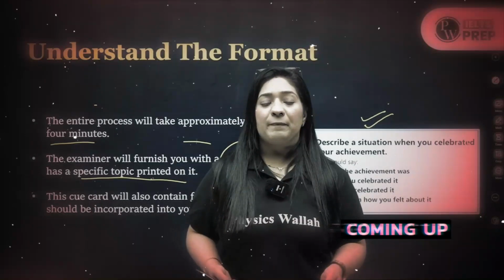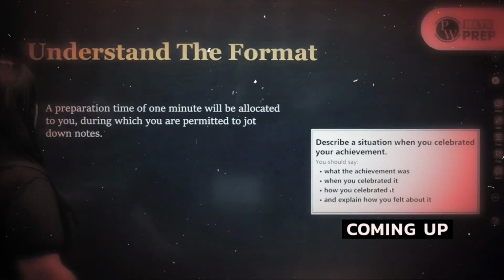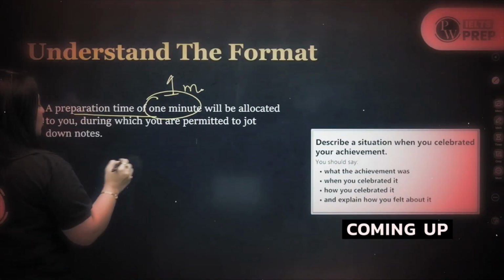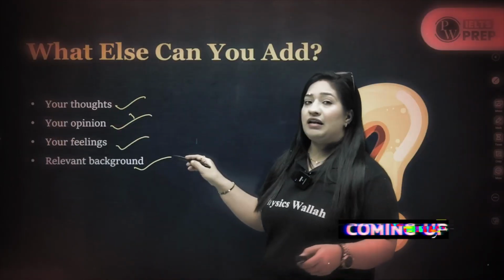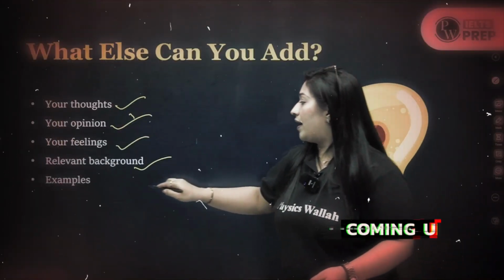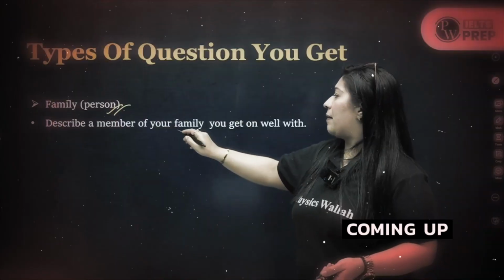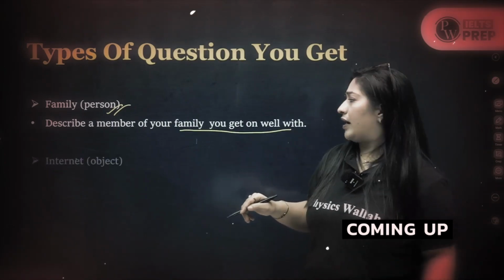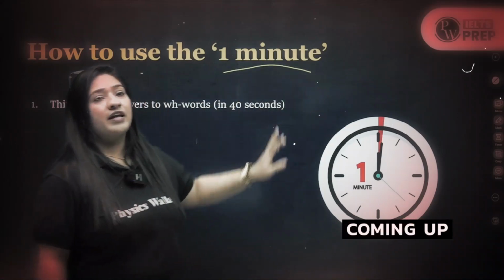The pencil and a paper will be given to you so that you can make notes. Only 1 minute time will be given to you so that you can jot down some notes. You may add your feelings, you may add any relevant background, you may add examples, you may add present situation. Describe a member of your family you get on well with, why, when, where, how, like that. How to use that 1 minute. So believe me, this 1 minute is a very, very important part.